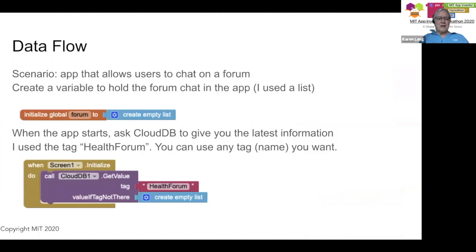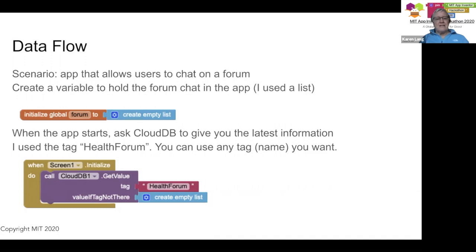Okay, so here's kind of a scenario. In this one, say we want to make a user chat, like a forum situation in CloudDB. So in this case, I've made a variable called forum that's going to be a list. So I'm just going to have a list of messages that people are putting in the forum. So I've just made it as an empty list.